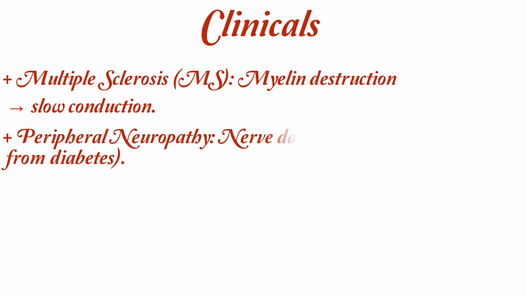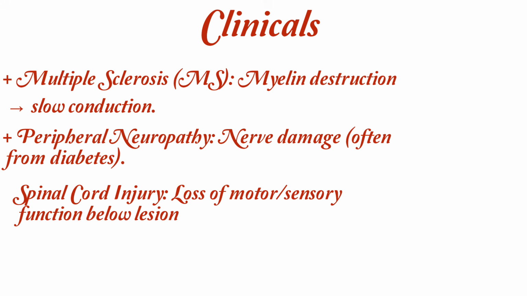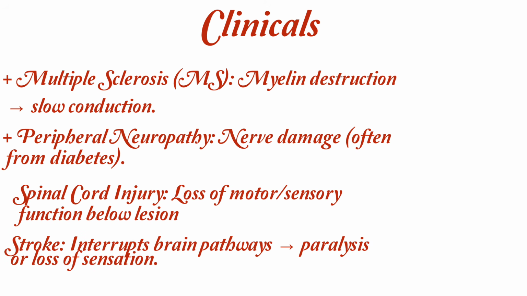Understanding nerve pathways is important in medicine because many diseases affect them. For example, multiple sclerosis, also called MS, is a disease where the myelin sheath is destroyed, slowing or blocking nerve conduction. We also have peripheral neuropathy, which is damage to the peripheral nerves, often due to diabetes, causing pain, tingling, or weakness. Then spinal cord injuries can disrupt nerve pathways, leading to paralysis or loss of sensation. You also have stroke, which interrupts pathways in the brain, leading to loss of motor and sensory function.